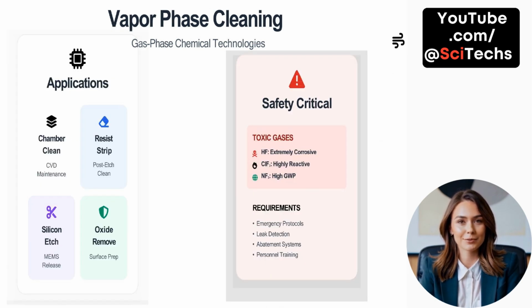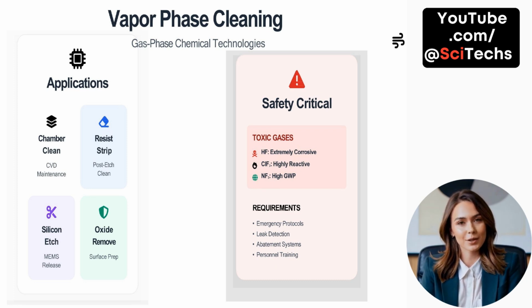Applications and safety in vapor phase cleaning. Vapor phase cleaning technologies serve several critical functions in semiconductor manufacturing. One major application is chamber cleaning, especially in CVD systems, where reactive gases remove deposition buildup and maintain process consistency. Another key use is resist strip, which involves post-etch cleaning of photoresist residues using gases that react with carbon-based films.